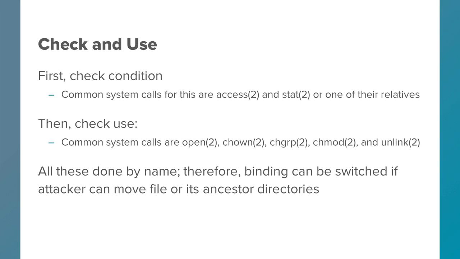Chown, chgrp, and chmod all have versions that use the file descriptor. They begin with f: fchown, fchgrp, fchmod. Use those. Those are safe, providing you've got the file descriptor. Otherwise, you have the name and you're acting on a check. And so if I can switch the binding after the check but before the use, I've got you.